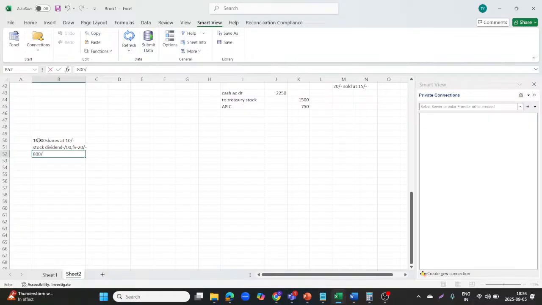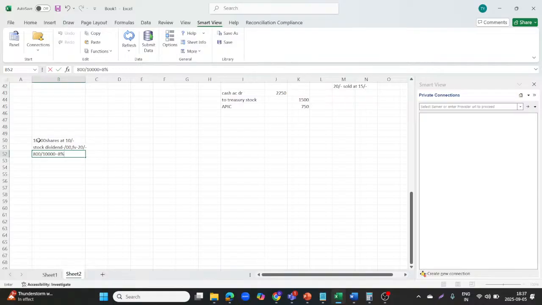So 800 divided by 10,000 is equal to 8%, which is considered a small stock dividend, because 8% is a small percentage. A small stock dividend is one that is less than 20 to 25%. If it is greater than 20 to 25%, that means a large stock dividend. So this is 8%, less than 20 to 25, so it is a small stock dividend.